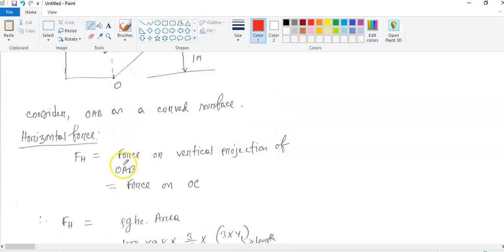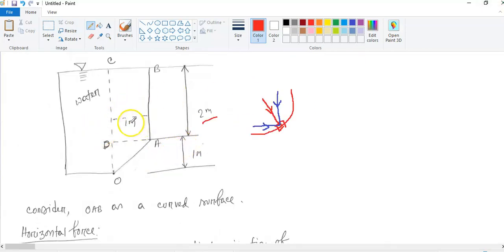The horizontal force here will be the force on the vertical projection of OAB. If this is the vertical projection, maybe this is the centroid, and this is the center of pressure. We can say it is CP or HC; you can define whatever you want. So let's say this is C, the centroid, and this is CP, the center of pressure. The center of pressure will always be below the centroid.